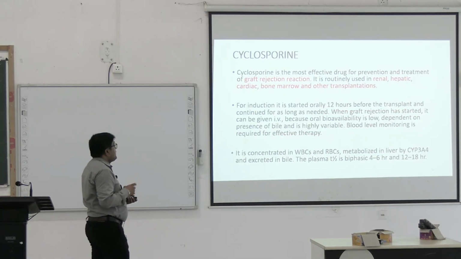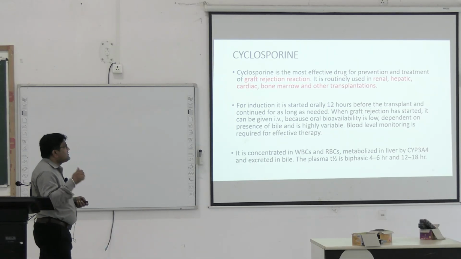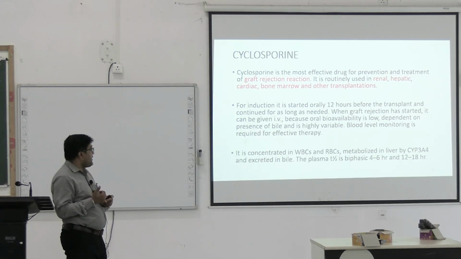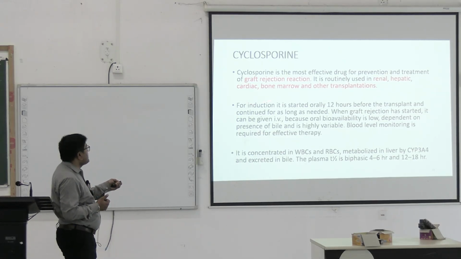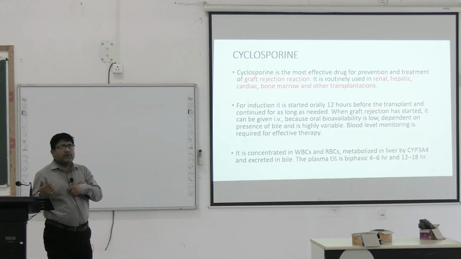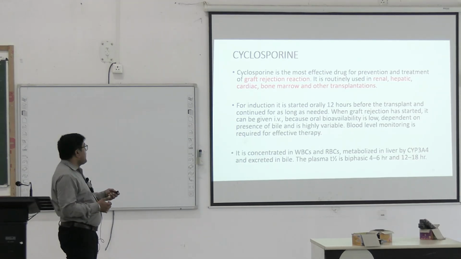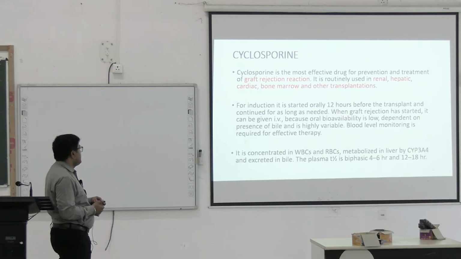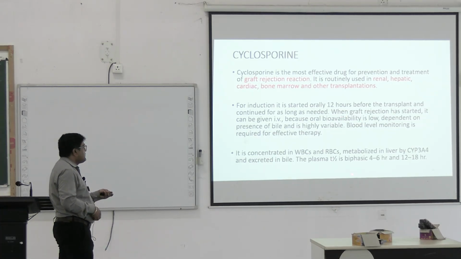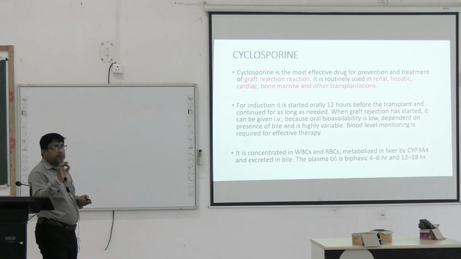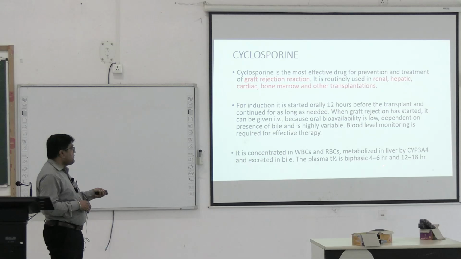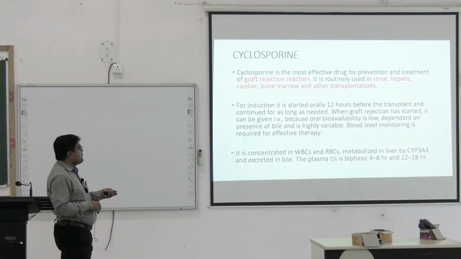Now, it is also used in graft rejection reaction. It is routinely used in many types of transplant like renal, hepatic, cardiac, bone marrow and other transplantations. The drug is to be started 12 hours before the transplantation and continued for as long as needed. It is concentrated in WBC and RBC, metabolized in the liver by CYP3A4, and excreted in bile. Plasma half-life is biphasic, 4 to 6 hours and 12 to 18 hours.